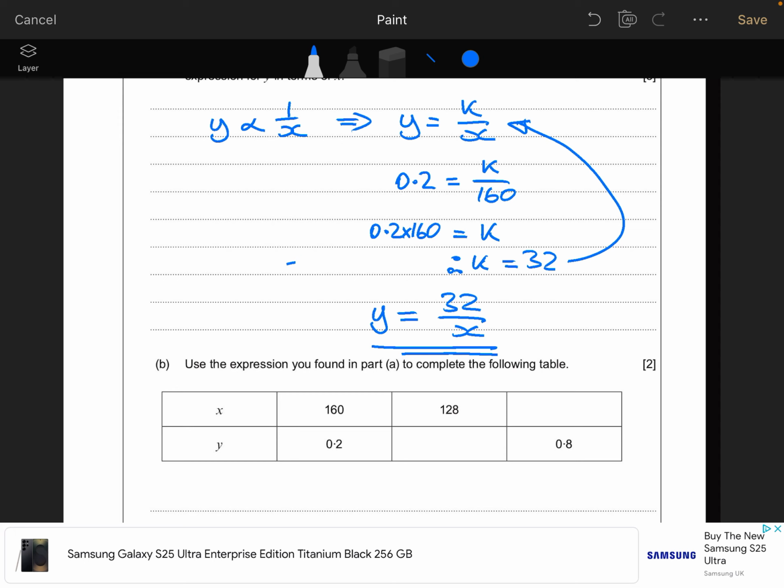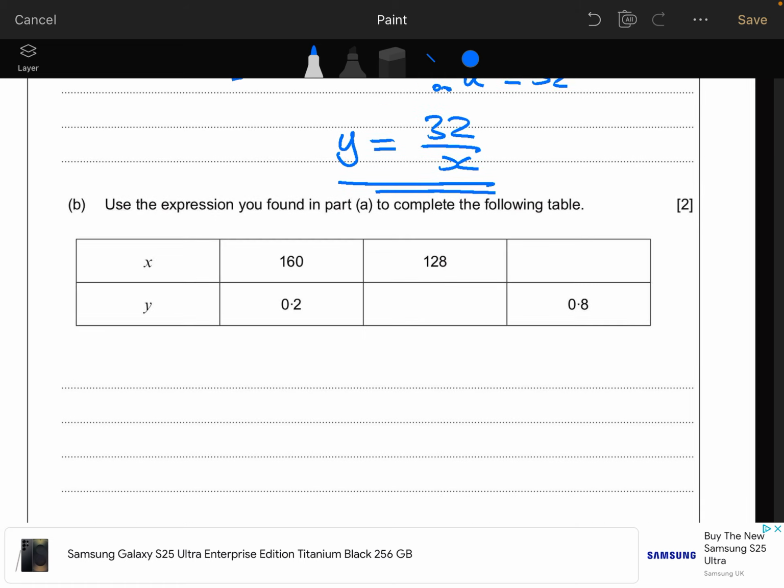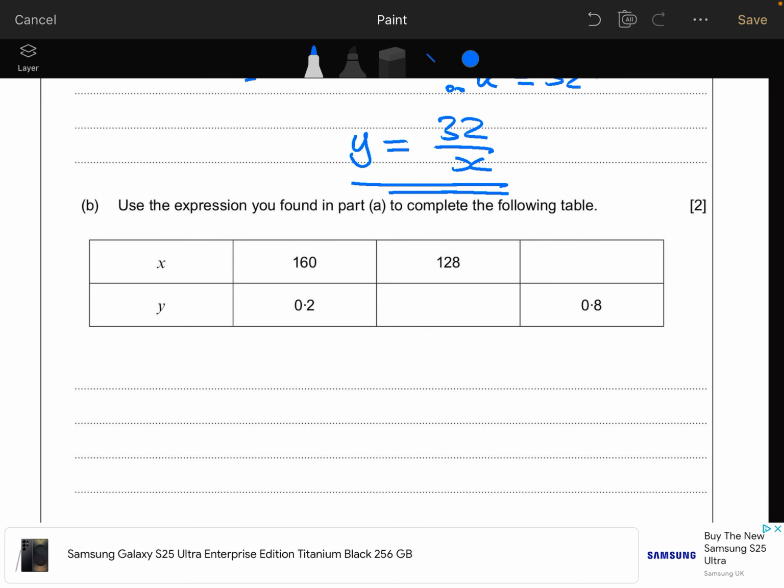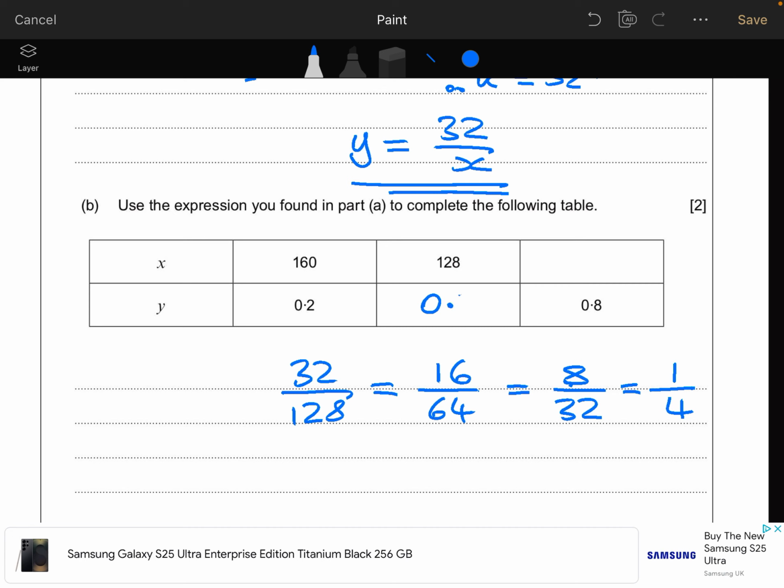Then it says, use the expression you found in part A to complete the following table. Well, I don't need the initial part of the question, so I'm just going to zoom in a little bit here. So we've got my equation above. So if x is 128, y will be 32 over 128. That's not easy to do, but I'm going to cancel the fraction down. I'm going to half the top and the bottom. That's 16 over 64. I'm going to half again. That's 8 over 32. And I can divide both of those by 8, like I've spotted now. And that is 1 over 4. So that is 0.25.